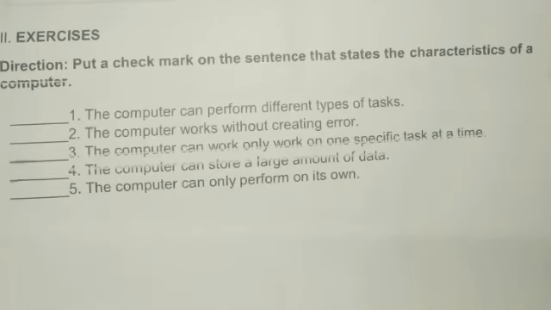And for your last exercise, put a check mark on the sentence that states the characteristic of a computer. Number 1, the computer can perform different types of tasks. Number 2, the computer works without creating error. Number 3, the computer can work on one specific task at a time. Number 4, the computer can store a large amount of data. And number 5, the computer can only perform on its own.